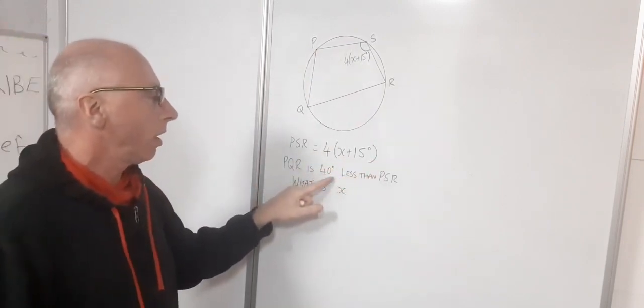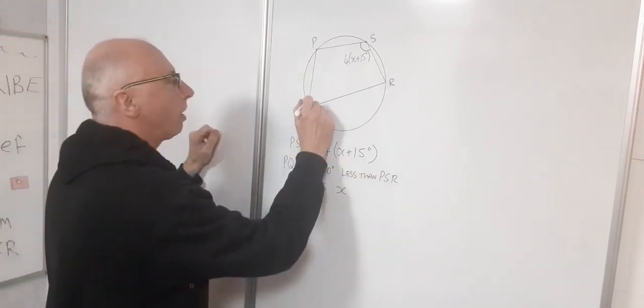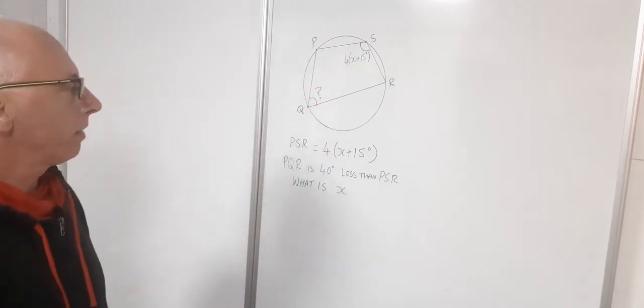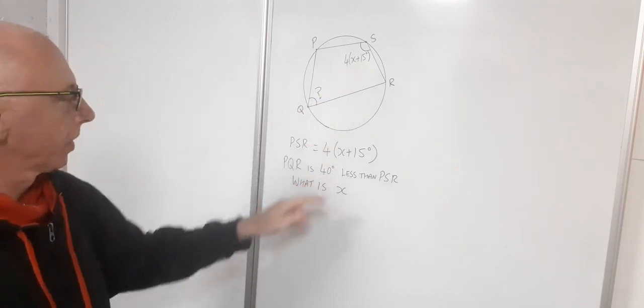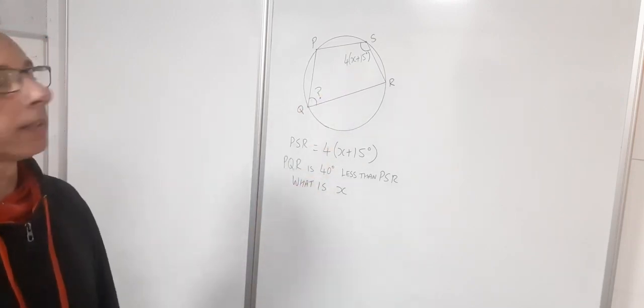We've got PQR is 40 degrees less than PSR. So PQR is this one here. That one's 40 degrees less than this one. What is the value of x? So how are we going to go about finding that?